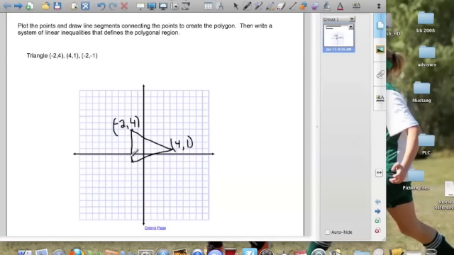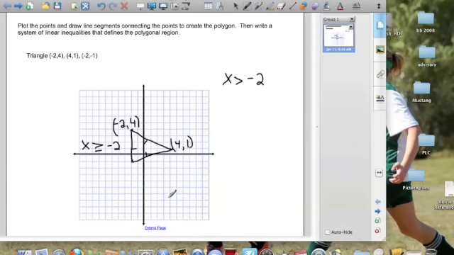It is a vertical line going through -2, so my first inequality. Now the shading for each one of these would be below the line, or here, because we're going to want to shade in this area of the polygon. So for this line right here, it's going to be x is greater than or equal to -2. So that's one of my inequalities, and that's the first one.